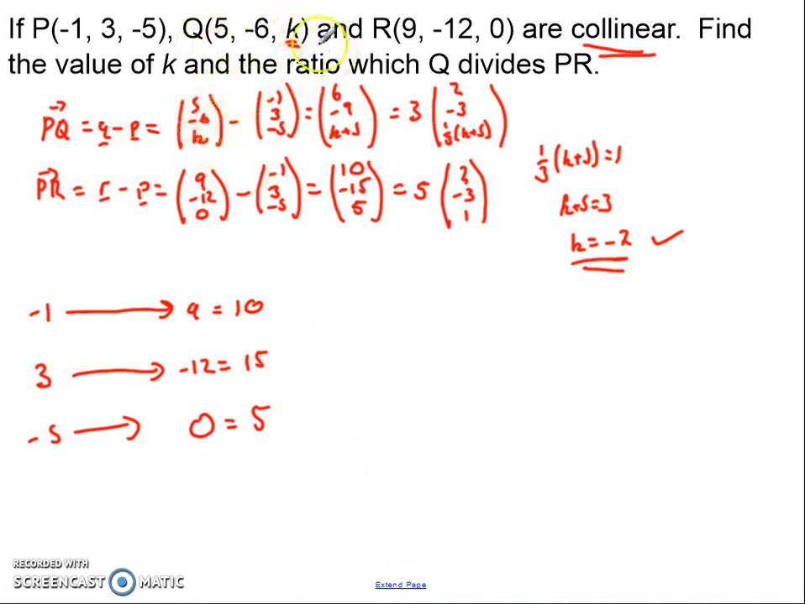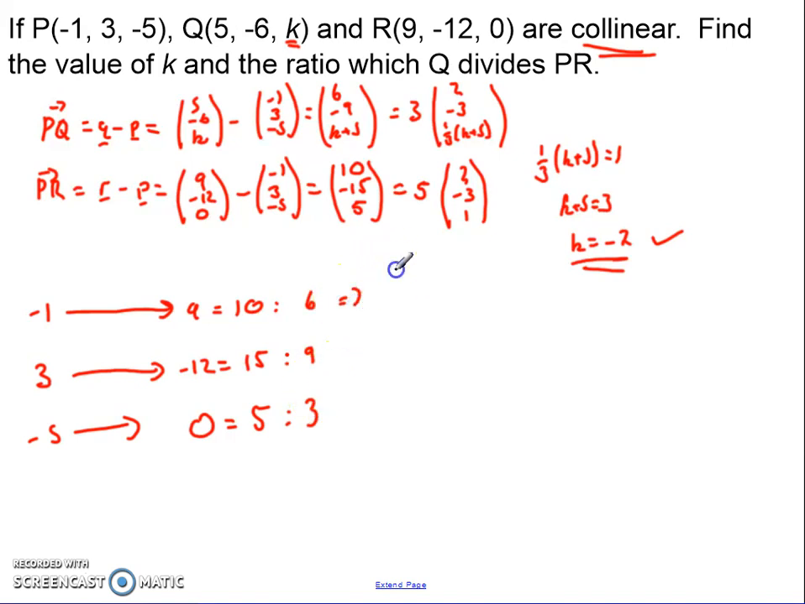Now, if you look at this part here, the Q at 5, if we start at negative 1 and we get to 5, it goes 6. If we start at 3, and for Q we end up at negative 6, it goes from 3 to negative 6, which in total is 9. And then this one here, negative 5 to K, well remember K is negative 2, negative 5 to negative 2 gives me 3. So we've got how far along we go to the Q's.